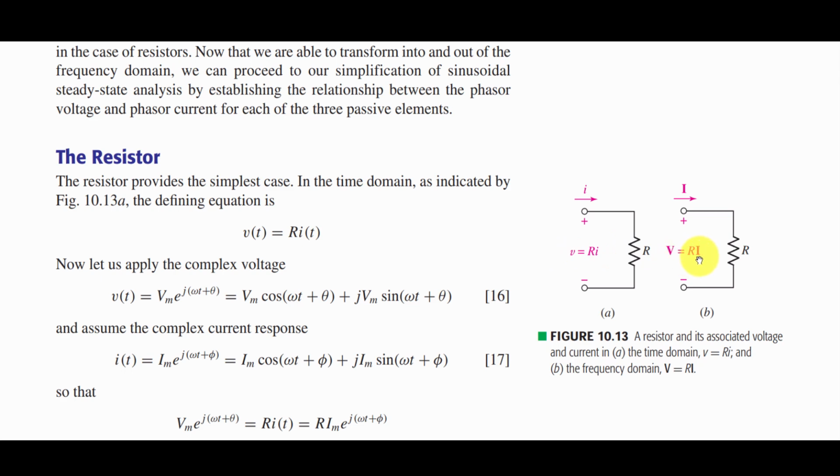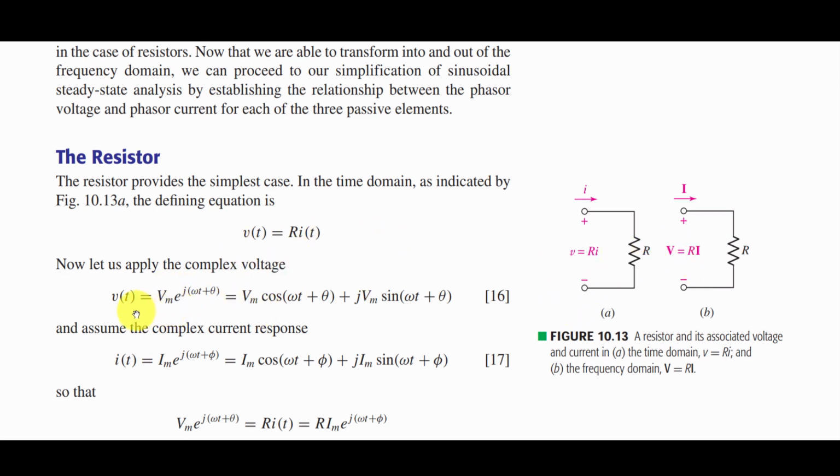Then we have V equals to Ri, and we write in bold letters to emphasize that we are talking about the vector representation of a phasor, because a phasor has a magnitude as well as the direction of rotation. That's why we can use the vector representation.